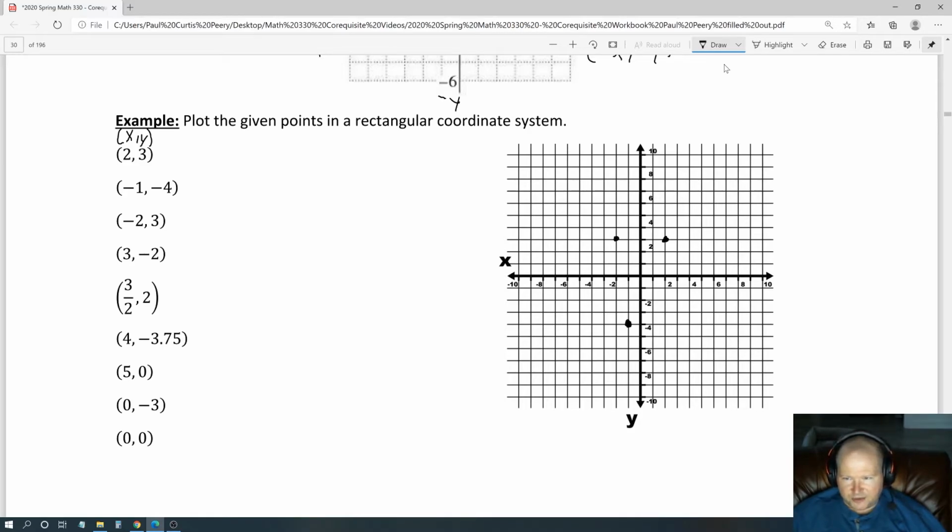Then 3, -2: you're going to go 3 to the right, 1, 2, 3. And then from there, you're going to go down 2. And you'll plot your point right there.